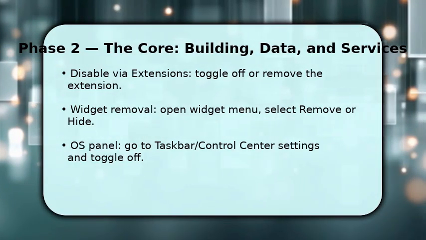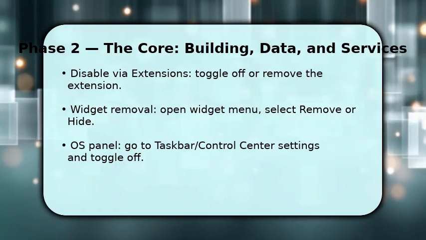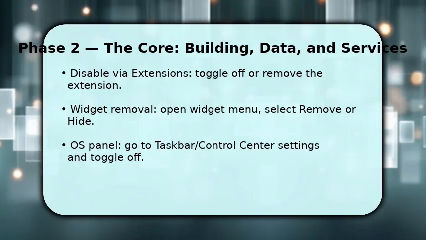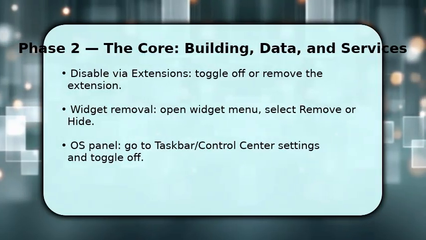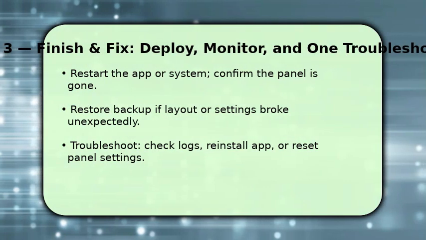If the panel comes from the OS toolbar, open Taskbar or Control Center settings and toggle the location panel off. Then restart Explorer or log out to apply changes. Make sure to monitor for residual. Finish by restarting the app, and if needed, the system so changes take full effect.